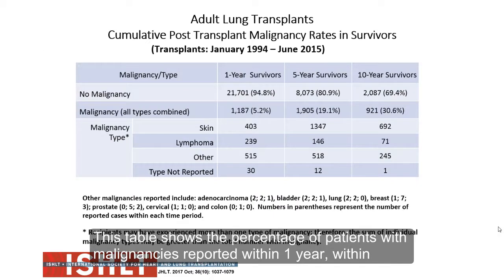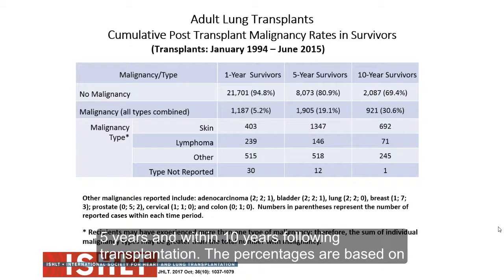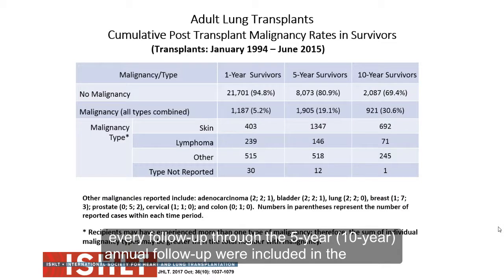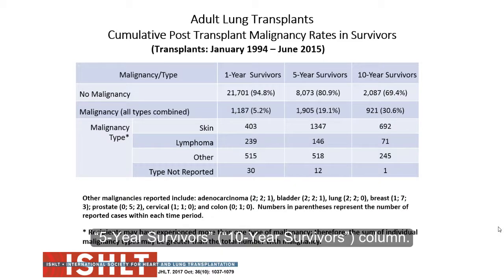So, looking at more registry data at 1, 5, and 10 years of malignancies. By 10 years, 30% of our patients have a malignancy, which, I mean, that's pretty impressive. But then you look at the type of malignancy and the time course, skin cancers are always high, but they remain high and kind of trend up and then trend back down. But lymphoma, or PTLD, is much more common within the first year post-transplant.